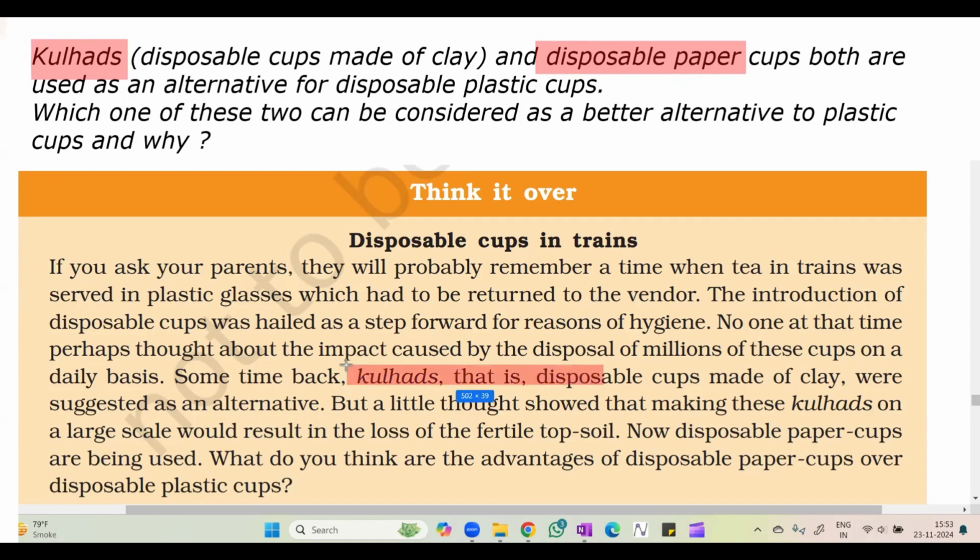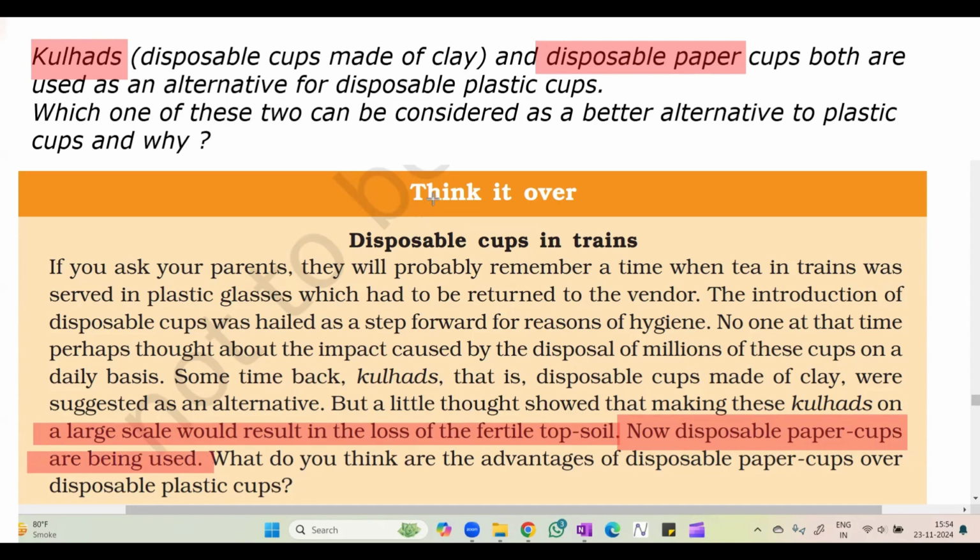As you know, coolers, that is disposable cups, are made up of clay, but this is not a better alternative. Making coolers on a large scale would result in loss of top fertile soil. Moreover, there is a logistic problem: the large requirement for producing these cups could not be met by any farmer. So these coolers cannot be produced in factories on a large scale. That's why now the disposable paper cup is used instead of plastic or cooler.